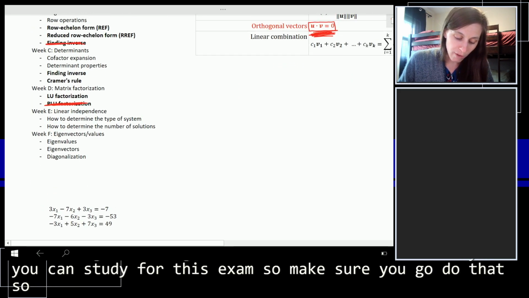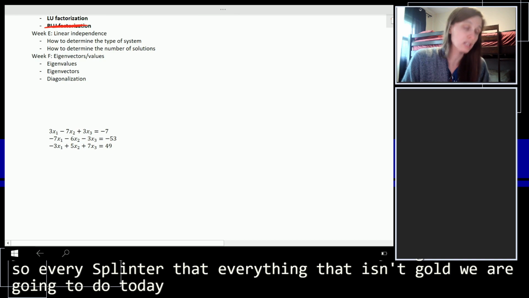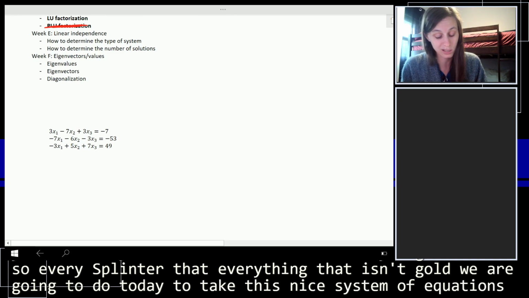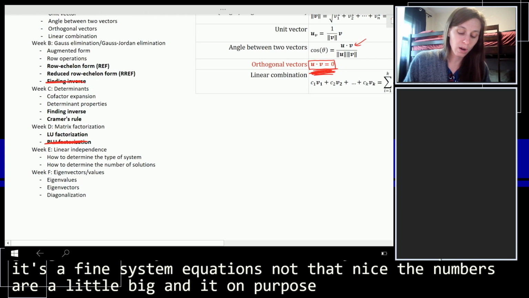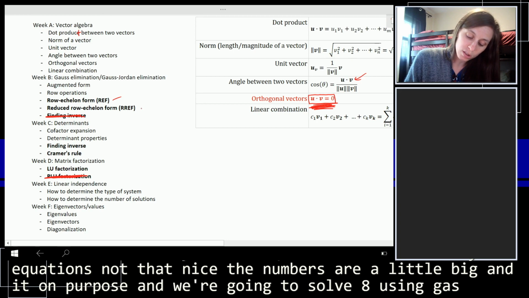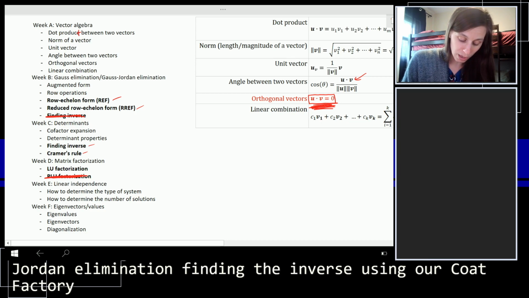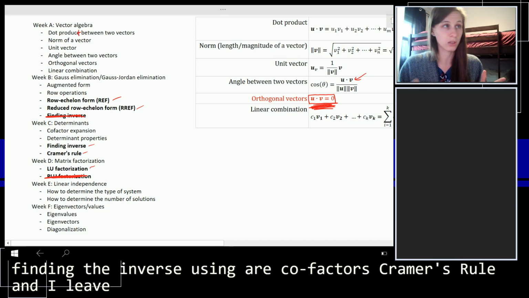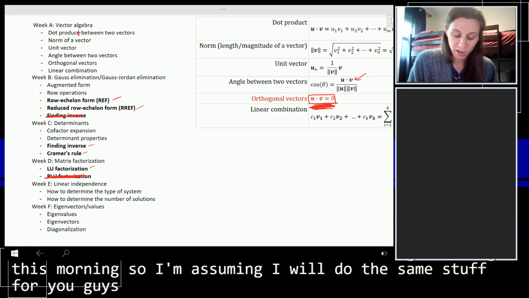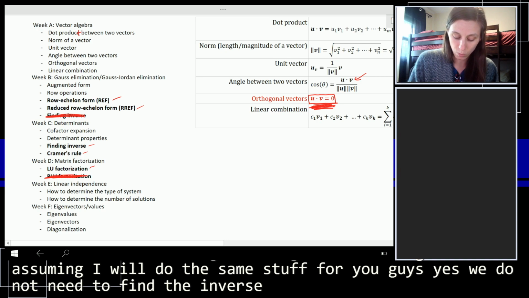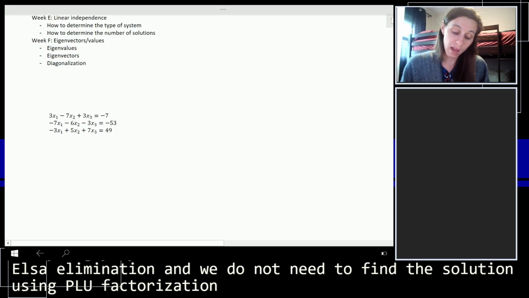Okay, so everything that is in bold, we are going to do today. We are going to take this nice system of equations. It's a fine system of equations. It's not that nice. The numbers are a little big. I did that on purpose. But we are going to solve it using Gauss-Jordan elimination, or Gauss elimination, Gauss-Jordan elimination, finding the inverse using our cofactors, Cramer's rule, and LU factorization. At least that's all I got through this morning. So I'm assuming I'll go through the same stuff for you guys. Okay, so we do not need to find the inverse using Gauss elimination, and we do not need to find the solution using PLU factorization. So let's go ahead and begin.